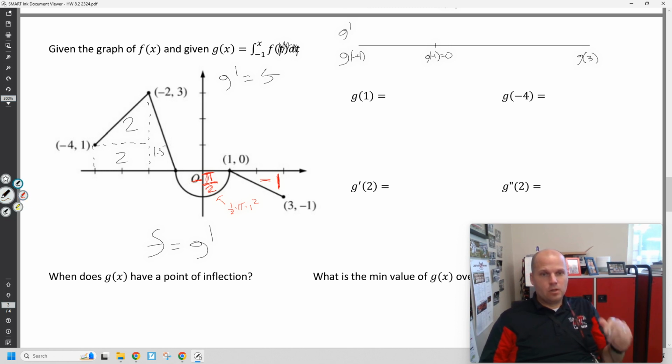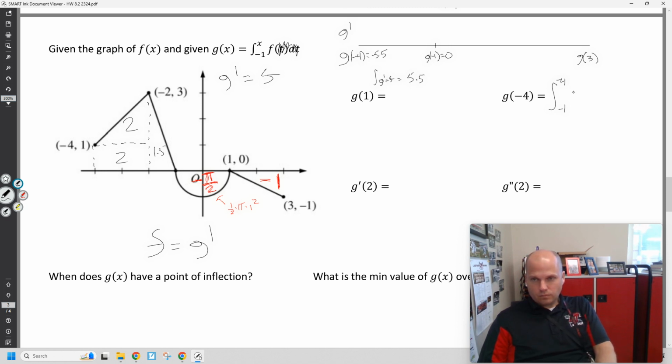Okay. Let's look at some areas. From -4 to 0, the area under my derivative, the area under f, is 4, 5.5. That means if I go back in time, if I want to go from -1 to -4, I'm going to have to subtract the 5.5. Okay, so I got a -5.5. I add 5.5 to get to a 0 right there. Bam. Might as well put in 1.